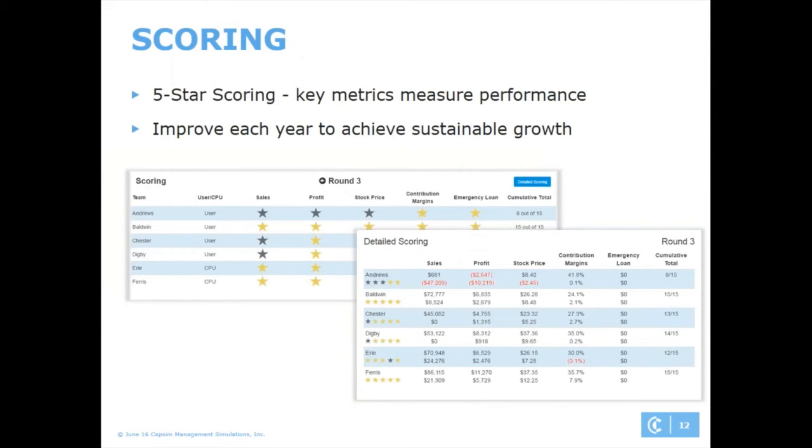Moving on, the scoring system in CapsimCore has been redesigned, and there's been a ton of discussion from professors thus far in the beta period. Student performance in CapsimCore is measured alongside 5 key performance indicators. And students, to achieve a star each year, just have to improve over these measures. If they do so, they get a star, period. It's as simple as that. It's really easy for students to understand the target that they have to reach.